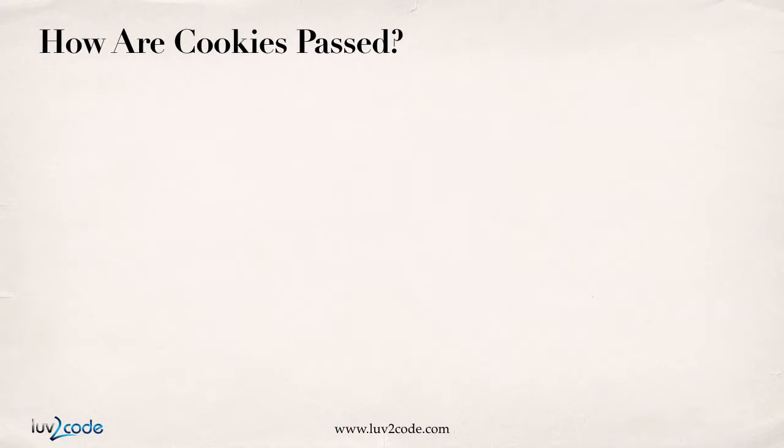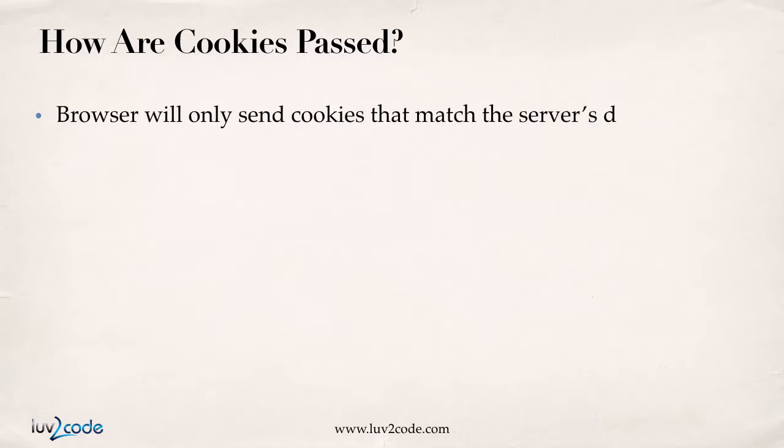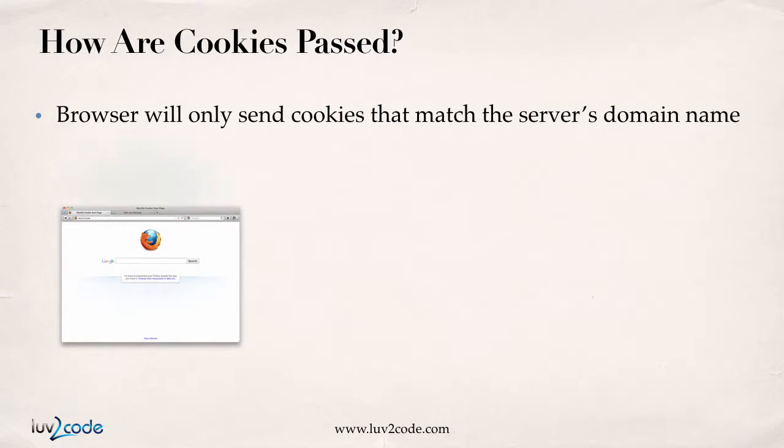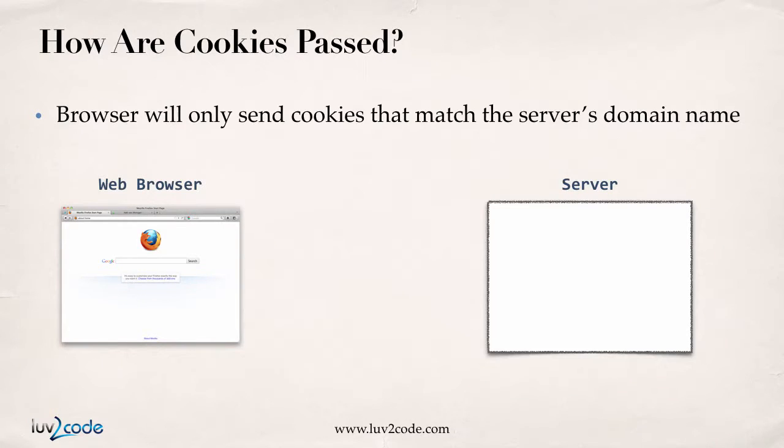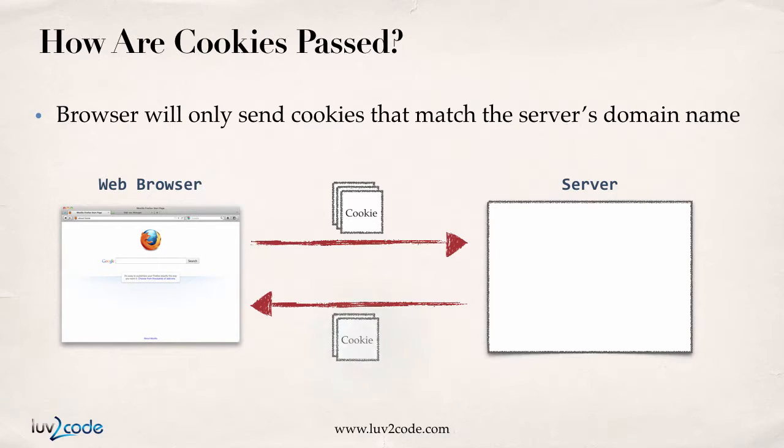Now, how are cookies passed back and forth? Well, when the browser connects to the server, it will only send cookies that match that server's domain. All right, so here's our browser. We're connecting to a given website. The browser will only send over cookies that match. So for example, when I connect to Expedia.com, it will only send over cookies from Expedia.com.